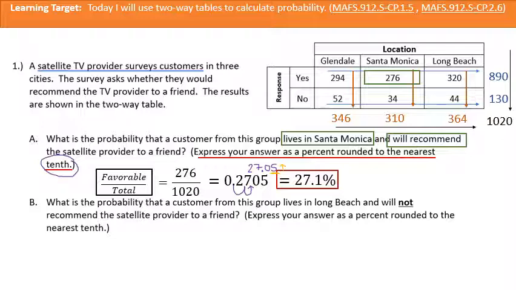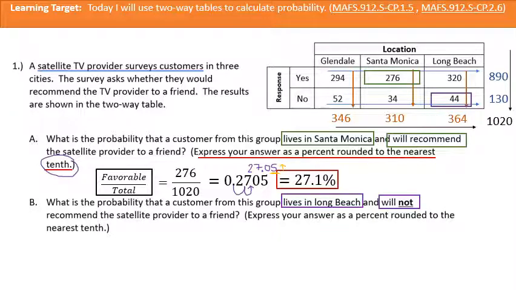What is the probability that a customer from this group lives in Long Beach and will not recommend the satellite provider to a friend? Express your answer as a percent rounded to the nearest tenth. Okay, so again, let's find out where in the table are we. So there's 2 pieces we need from this problem. Where are they going to live? And what are they going to do? All right, so they live in Long Beach. So we're looking at the Long Beach column, and they will not recommend the satellite provider to a friend. So they're going to respond no to that survey. All right, so how many people fall in that category?